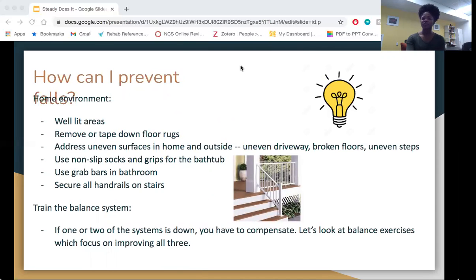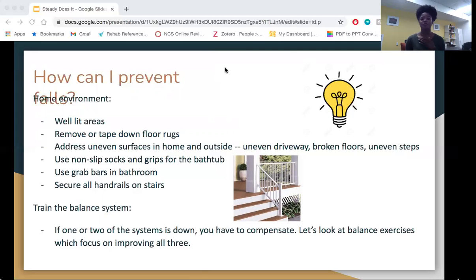How can you prevent falls? Well, we talked about the home environment. In the home, you are encouraged to have well-lit areas. Add additional light like hall lights, lamps, or bathroom lights. Let's get rid of those area rugs, right? Those are things that we can easily stumble upon if they lift up and our foot gets caught on them.